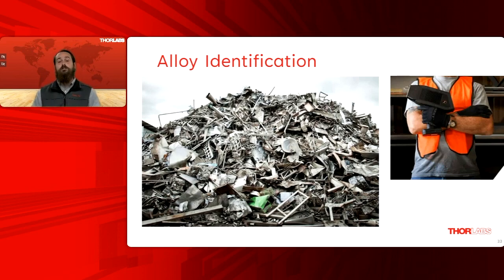Another example is scrap yards. In a scrap yard, you get all different sorts of metal sent to you, and different kinds of metal have different values. So if you can tell exactly what alloy you're holding, you can get the most bang for your buck out of that.